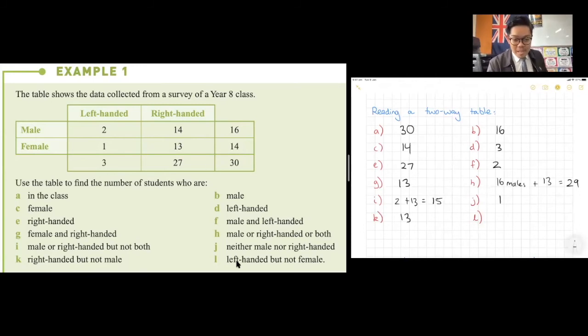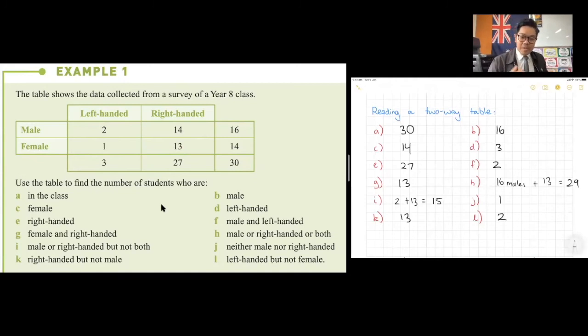And L, left-handed, but not female. So we look at the people that are left-handed, but not female. So that means there's only 2, right? Because there's the one left-handed female, but there's a total of 3 left-handers. So there's only 2 of our left-handed, but not female people.